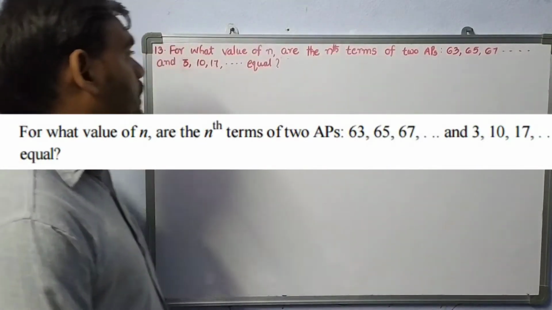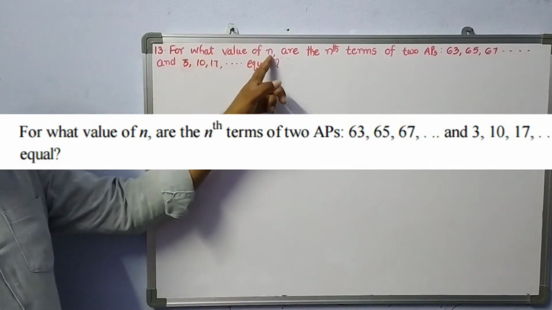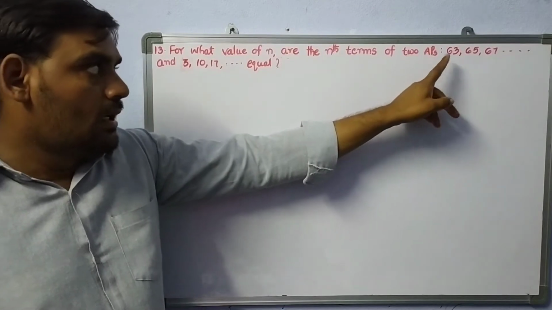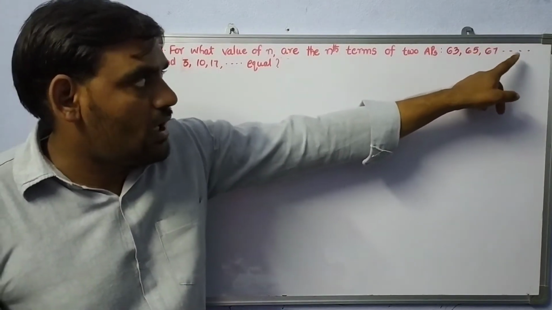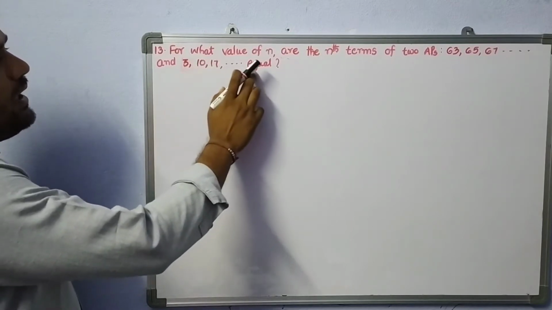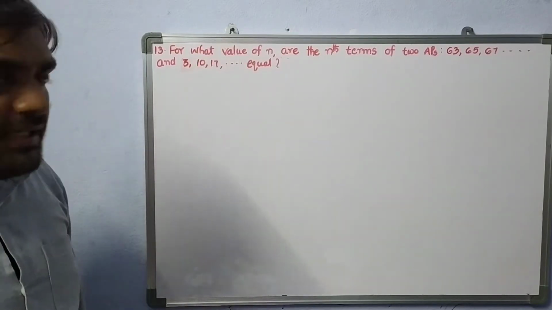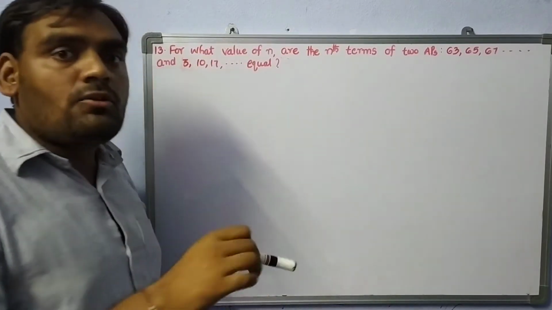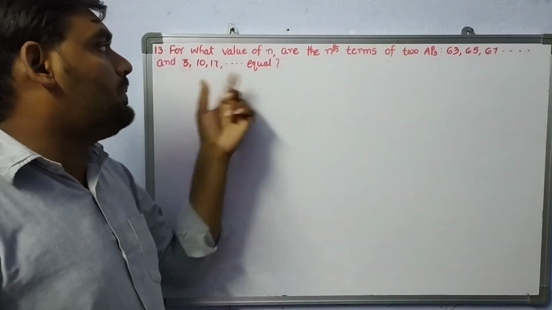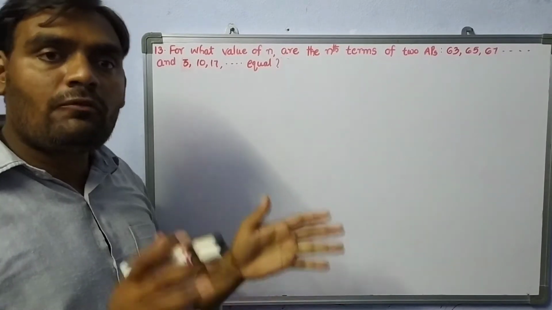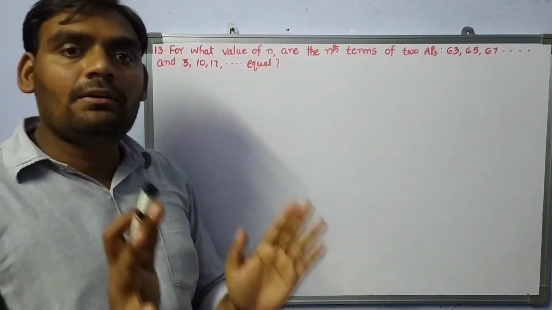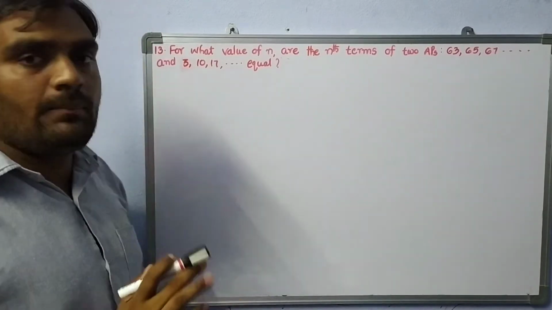Today we are going to do Progressions Exercise 6.2, the 13th problem. For what value of n are the nth terms of the two APs 63, 65, 67 and so on, and 3, 10, 17 and so on equal? See here, for which term do these two APs have equal value? That is the given problem.